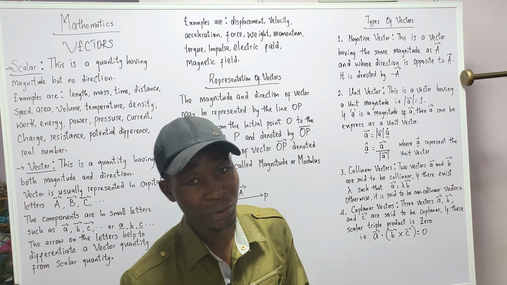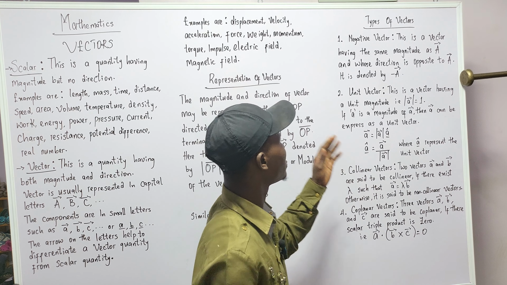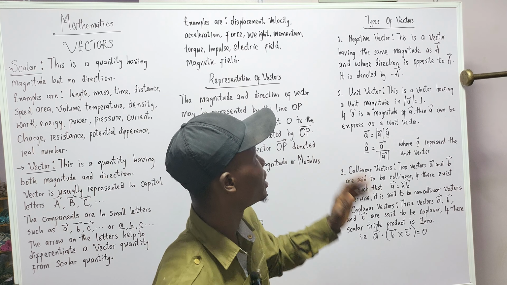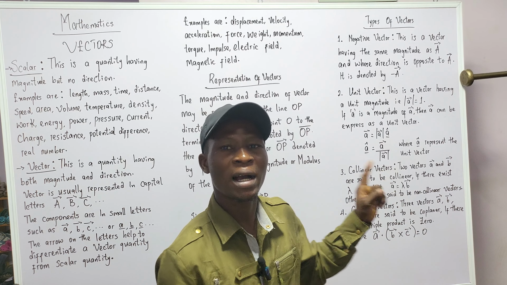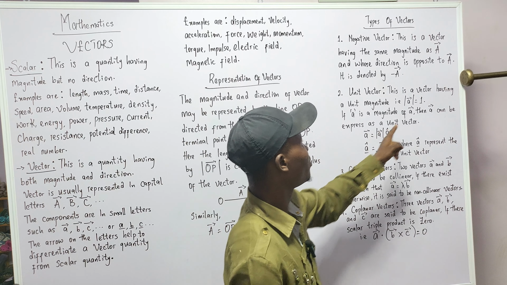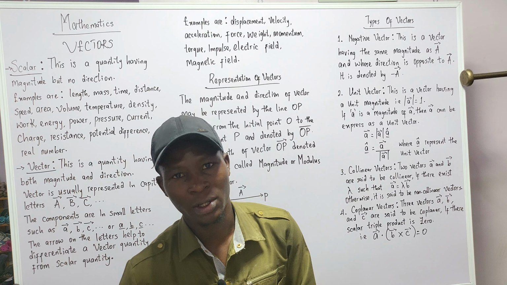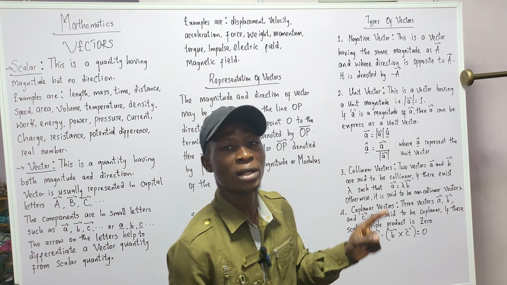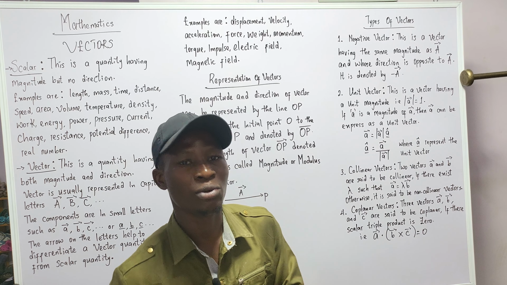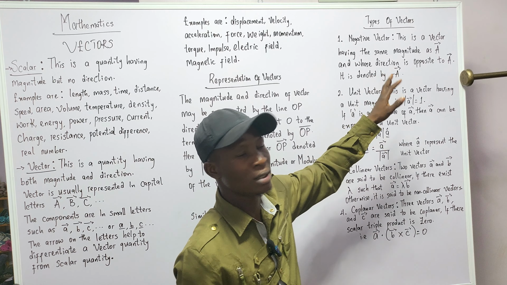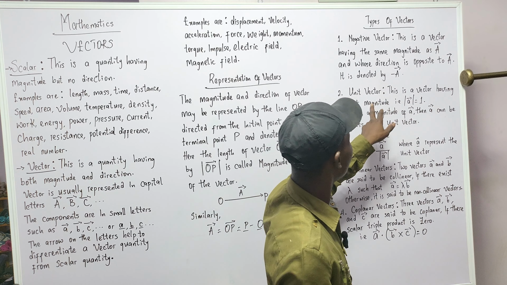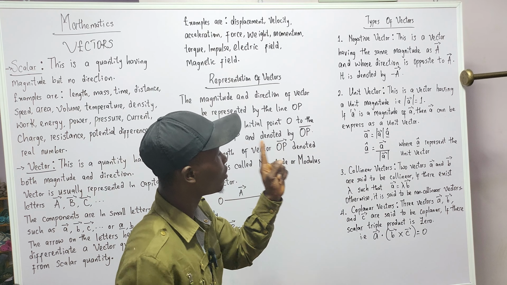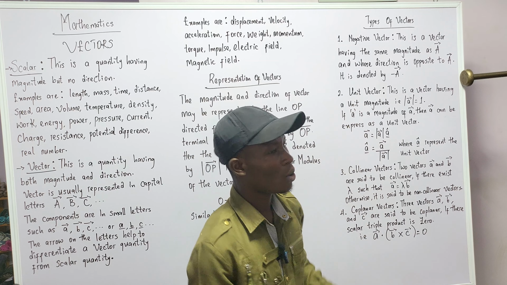Number two, we have a unit vector. This is a vector having a unit magnitude. If you are told to calculate the magnitude of a vector and you get 1, it is called a unit vector. Please put it offhand. That is, the magnitude of that vector is equal to 1.